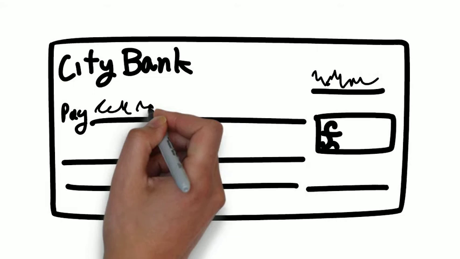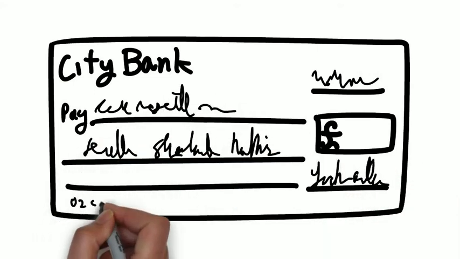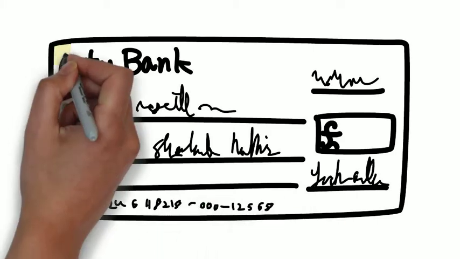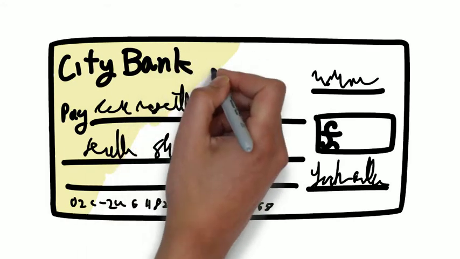If we take a look at the next example of a check, we can see that the unconditional order to pay, time certain, sum certain in money, and the signature of the drawer are displayed.